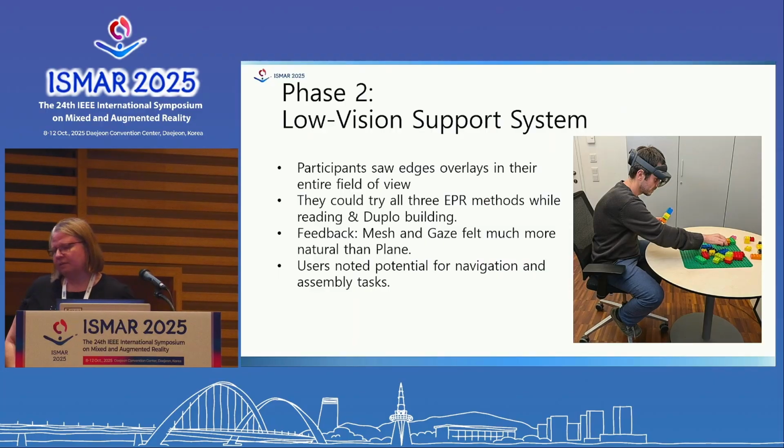And in the second phase, like I said, the more open-ended phase, we simulated the low vision support system. We extracted edges from the camera image and displayed these edges all over the field of view. Participants in this phase were allowed to switch between the three methods. We also gave them an explanation of how they worked. For the plane proxy, we gave them the option of adjusting the plane distance, so they could move the plane closer towards them or farther away. And then we encouraged them to try out simple tasks like building with Duplo blocks and reading.